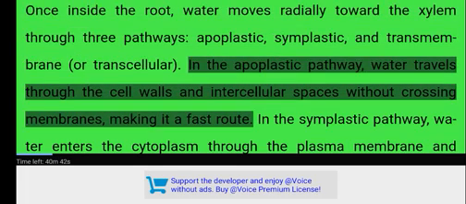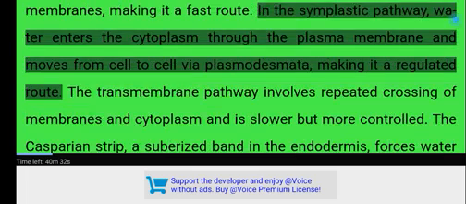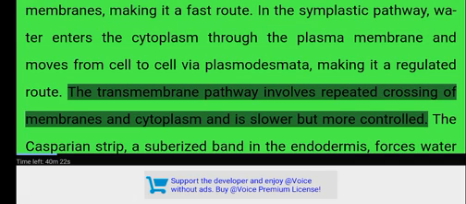In the apoplastic pathway, water travels through the cell walls and intercellular spaces without crossing membranes, making it a fast route. In the symplastic pathway, water enters the cytoplasm through the plasma membrane and moves from cell to cell via plasmodesmata, making it a regulated route. The transmembrane pathway involves repeated crossing of membranes and cytoplasm and is slower but more controlled.